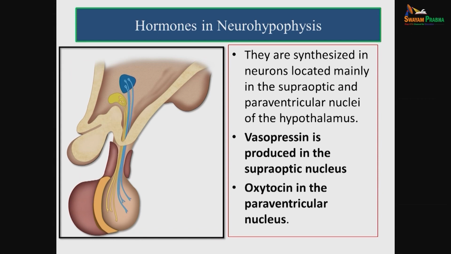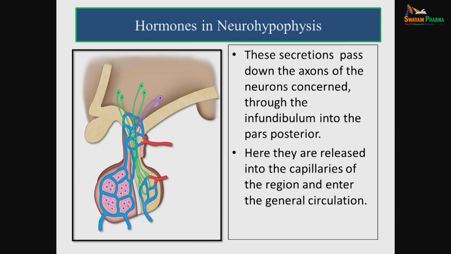The hormones in the neurohypophysis are actually synthesized in the neurons located in the supraoptic and paraventricular nuclei of the hypothalamus. Vasopressin is produced in the supraoptic nucleus and oxytocin in the paraventricular nucleus. These secretions pass down the axons of the neurons concerned through the infundibulum into the pars posterior. Here, they are released into the capillaries of the region and enter the general circulation.